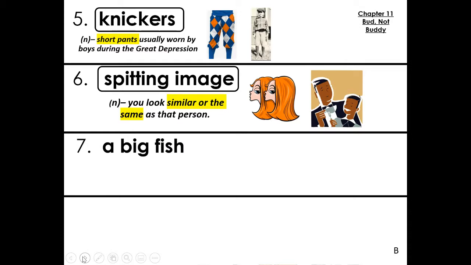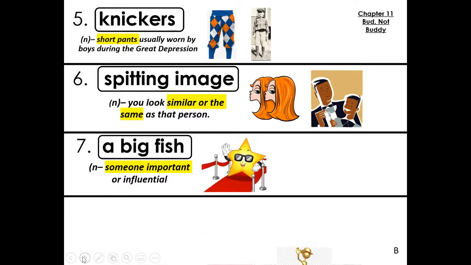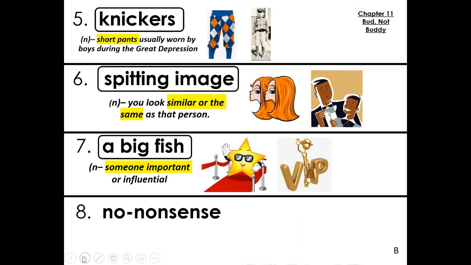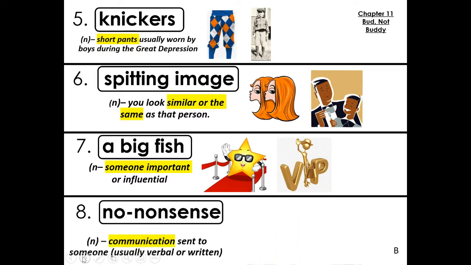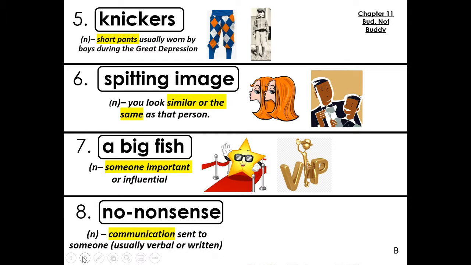And finally, the last two will be for Herman E. Calloway. So you could write H for Herman E. Calloway or HEC. A big fish, someone important or influential. And 8, no nonsense. Oh, and I don't have the right word. I apologize. No nonsense doesn't mean communication. It means sensible. So, write, no nonsense means sensible or practical.